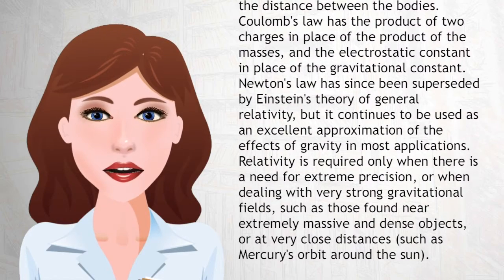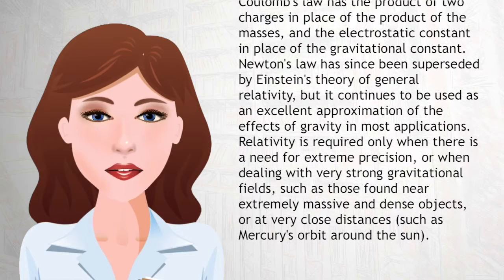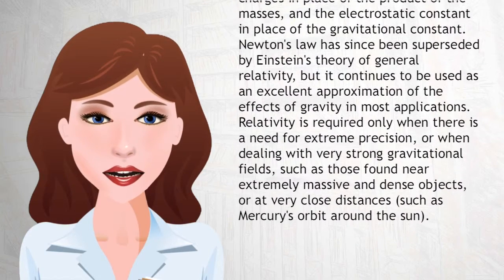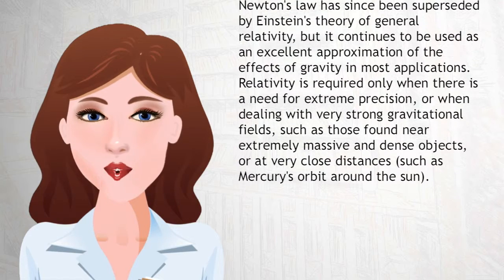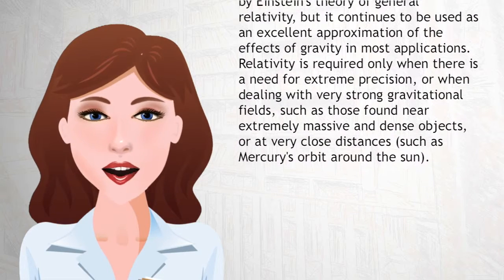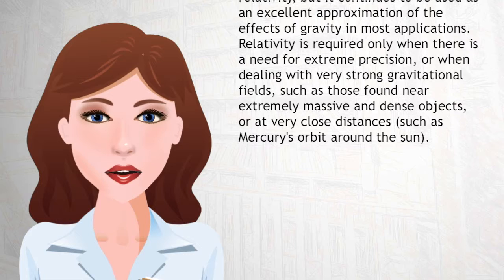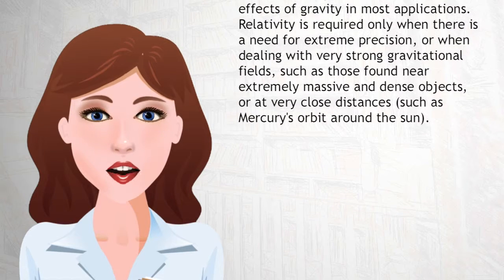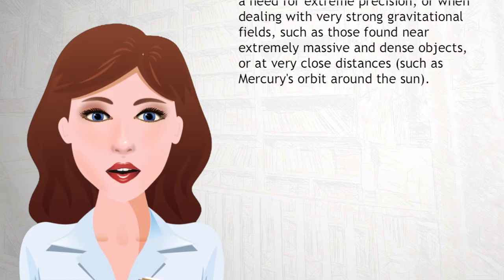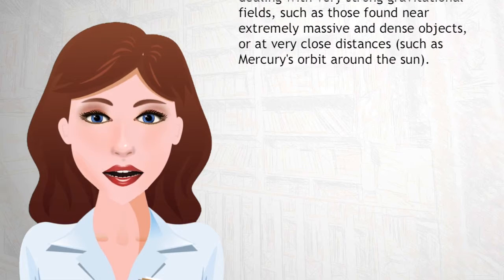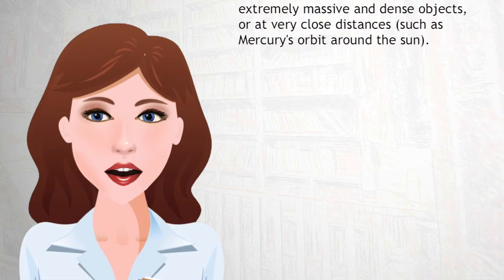Newton's law has since been superseded by Einstein's theory of general relativity, but it continues to be used as an excellent approximation of the effects of gravity in most applications. Relativity is required only when there is a need for extreme precision, or when dealing with very strong gravitational fields, such as those found near extremely massive and dense objects, or at very close distances, such as Mercury's orbit around the Sun.